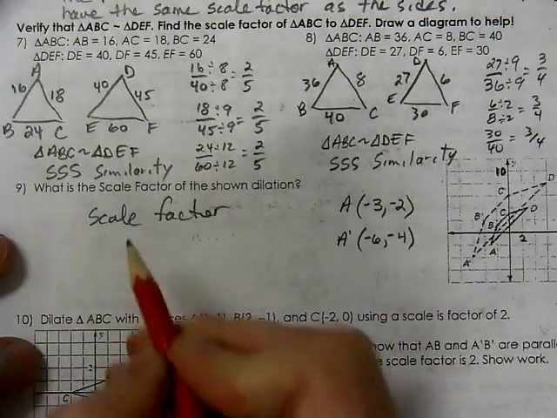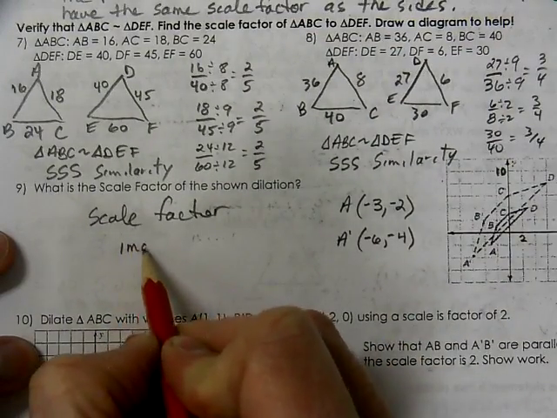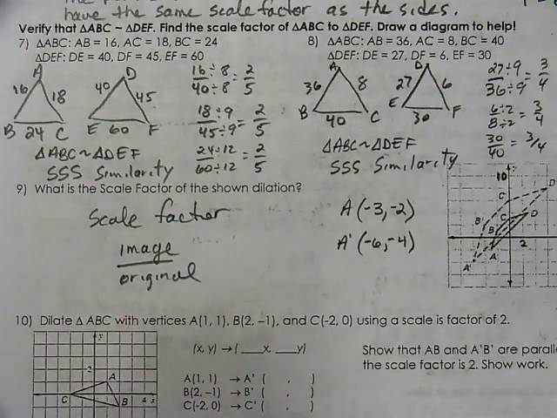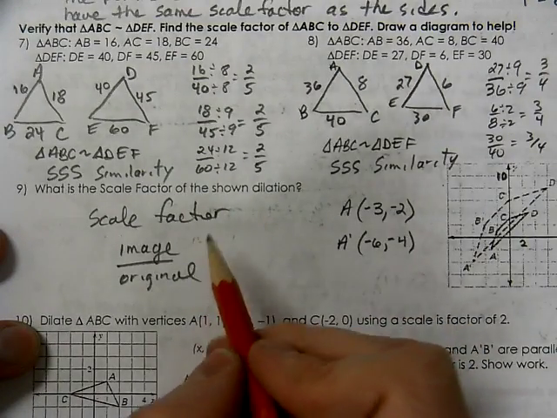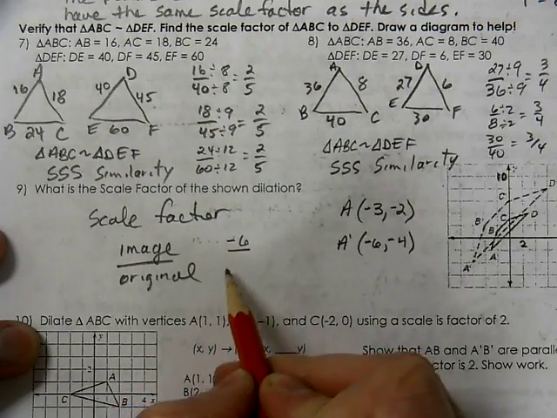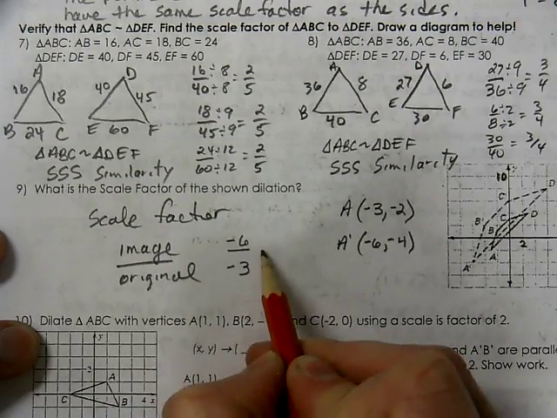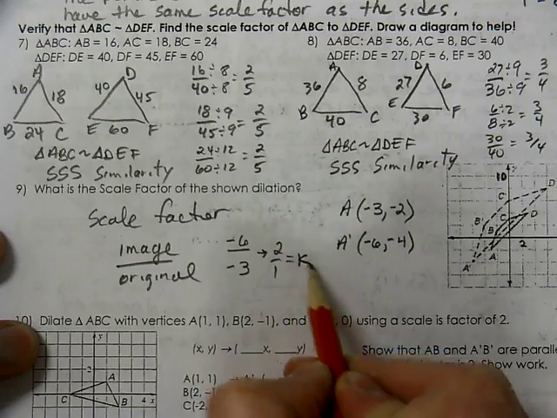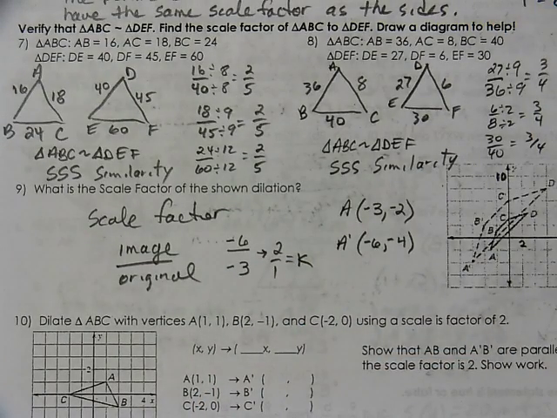What you need to do for scale factor is see image over original. We could take actual distances, or we could just take corresponding points. And if we take the x's of the corresponding points, the image over the original, that's going to reduce down to 2 over 1, and that is our scale factor. That was a quick, easy way to be able to verify what the scale factor was.